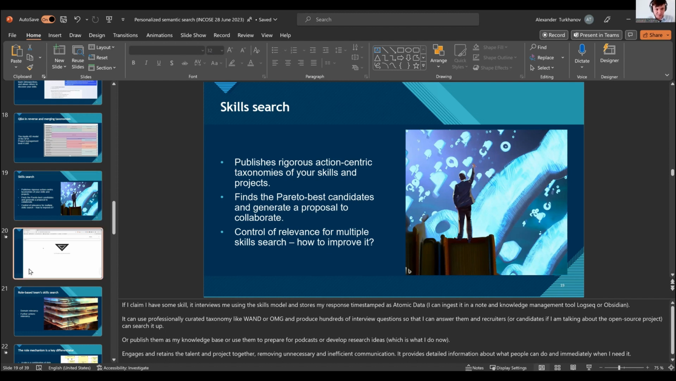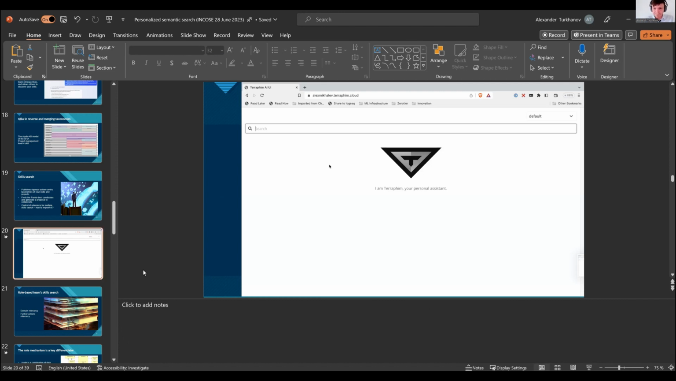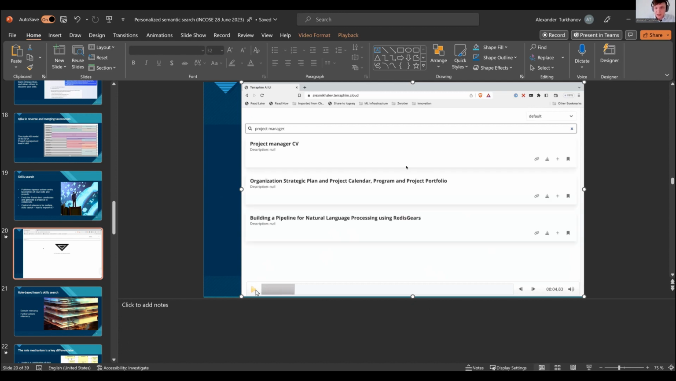So how does it work? Okay, this is a search, and we put in project manager. What you see now is the default role, in the upper right corner. It's just a frequency-based search, like the one that you find in Google.